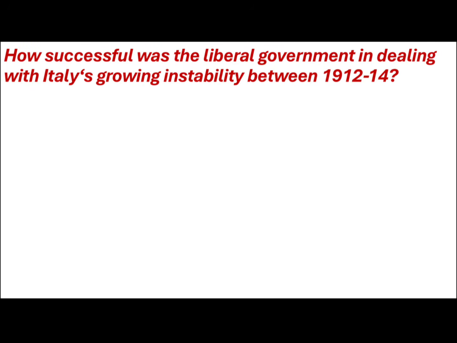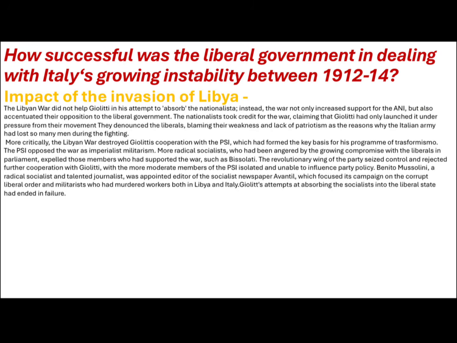So our second question is, how successful was the Liberal government in dealing with Italy's growing instability between 1912 and 1914? So our first factor is the impact of the invasion of Libya. The Libyan War did not help Giolitti in his attempt to absorb the nationalists. Instead, the war not only increased support for the ANI, but also accentuated their opposition to the Liberal government.